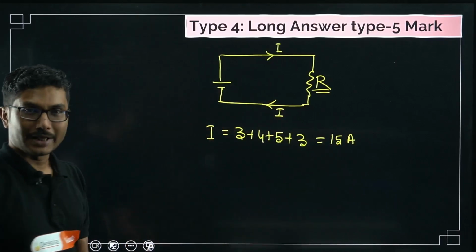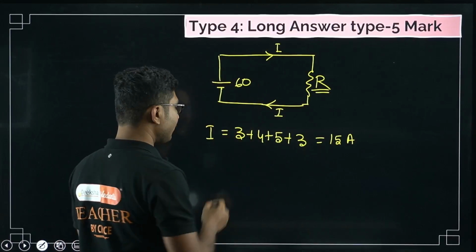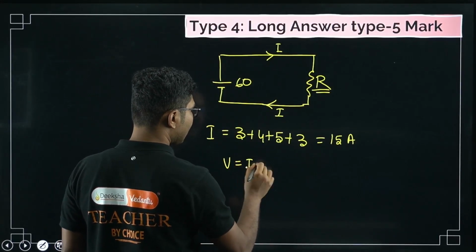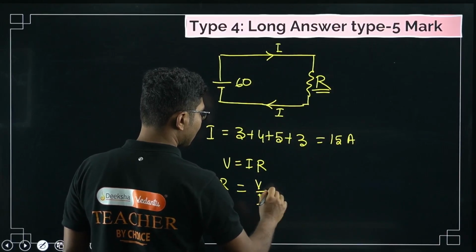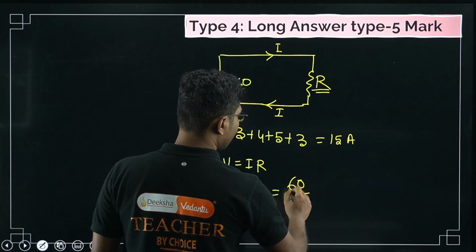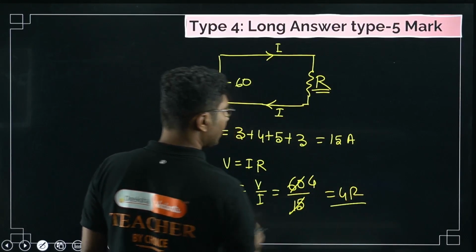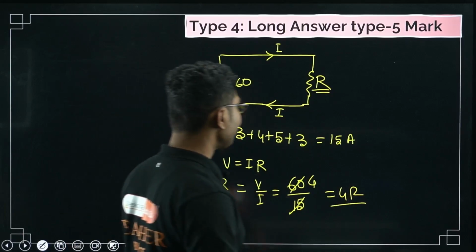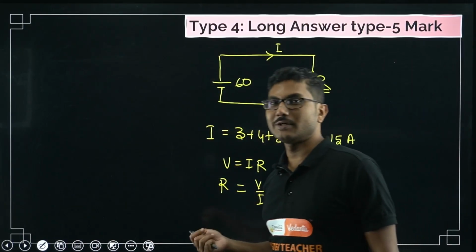I is 15 ampere. So we know that potential is 60 volts. So V equals IR, or R is equal to V by I, or 60 divided by 15, that is 4 ohm. So 4 ohm is the total resistance of the circuit. So if you know this trick, you don't need to worry too much. You can simply use this combination.